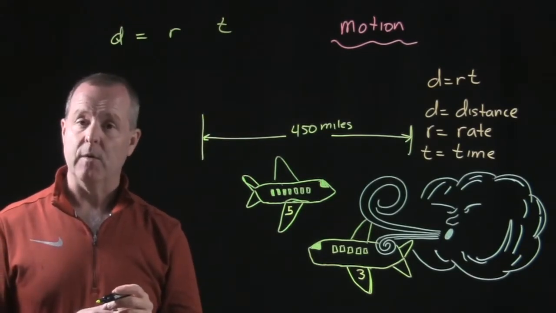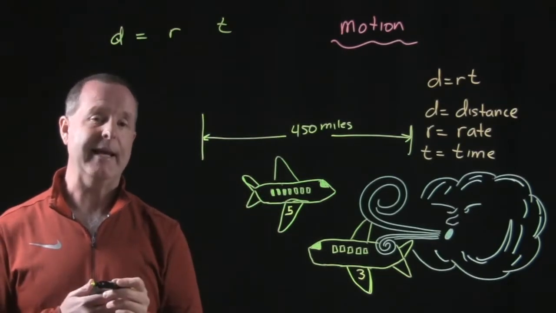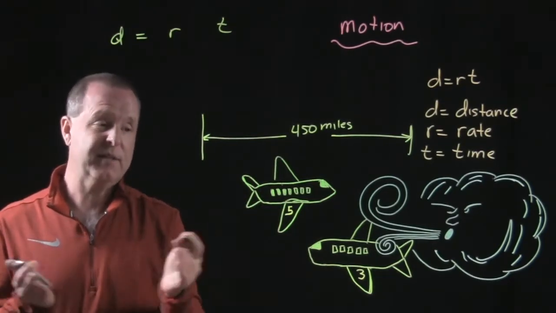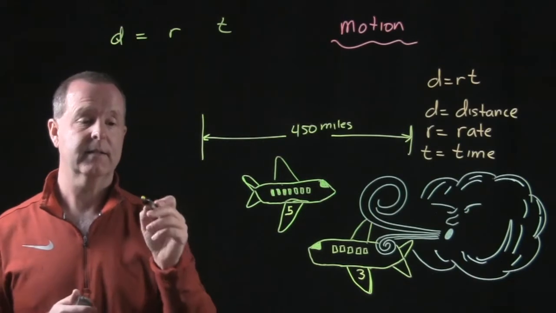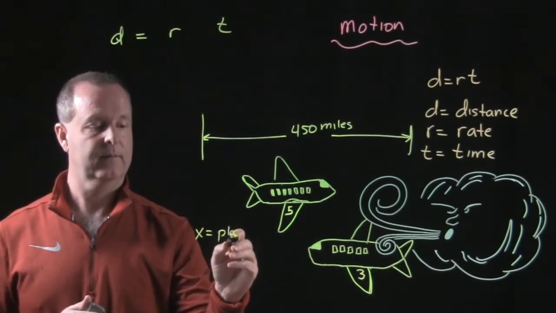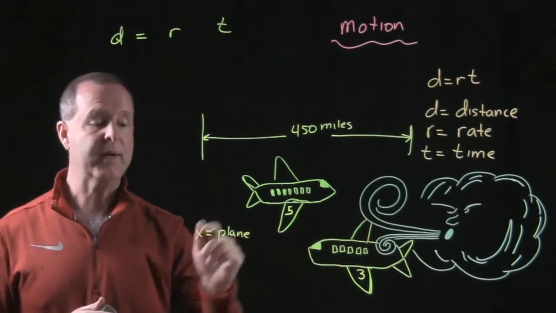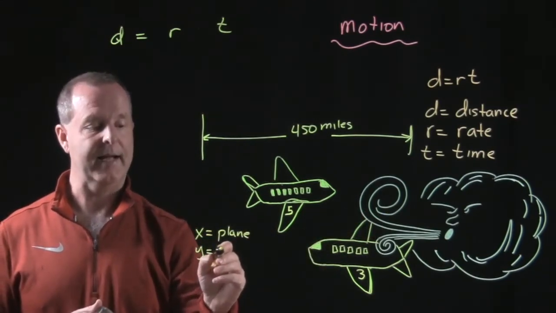Let's develop some unknowns. What are some things we don't know? Well, one is we don't know the rate of the plane in still air. How fast does the plane normally go without the wind? So we just kind of label that like x equals the plane. And then the speed of the wind we don't know, so we're going to label that y.